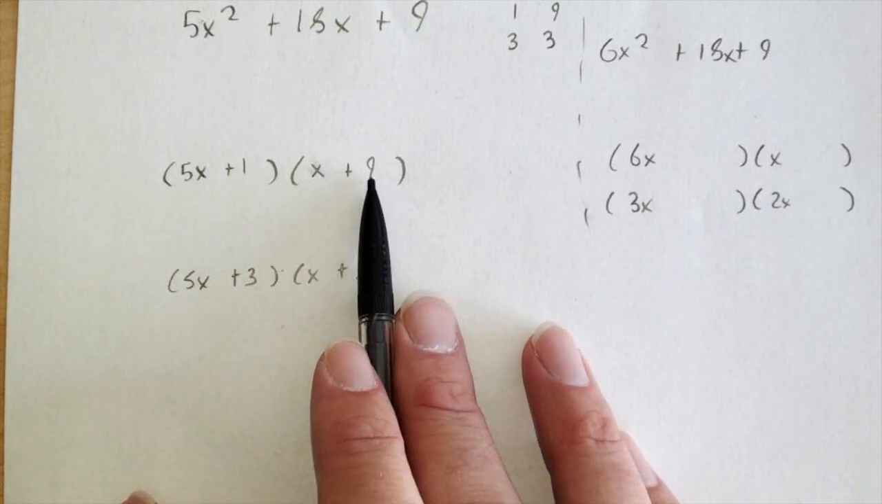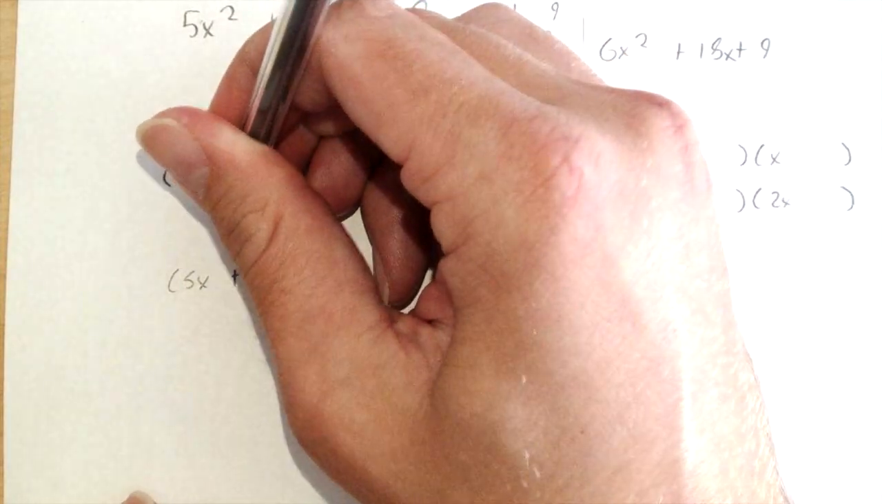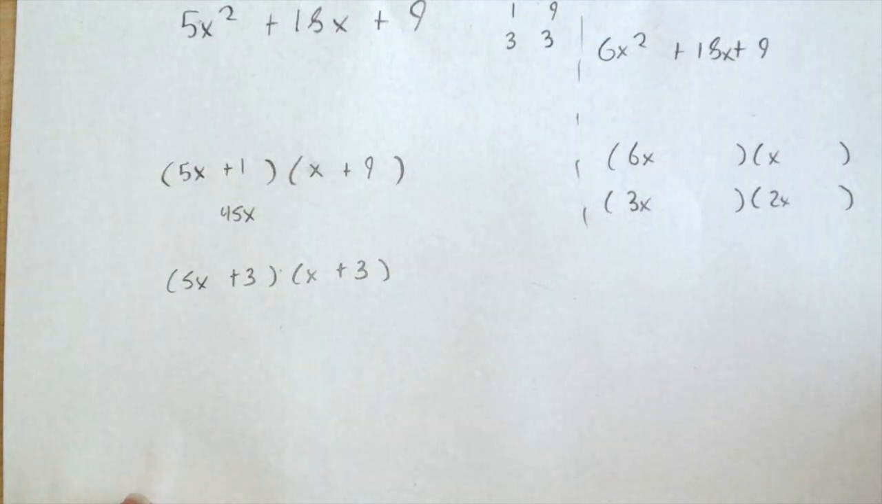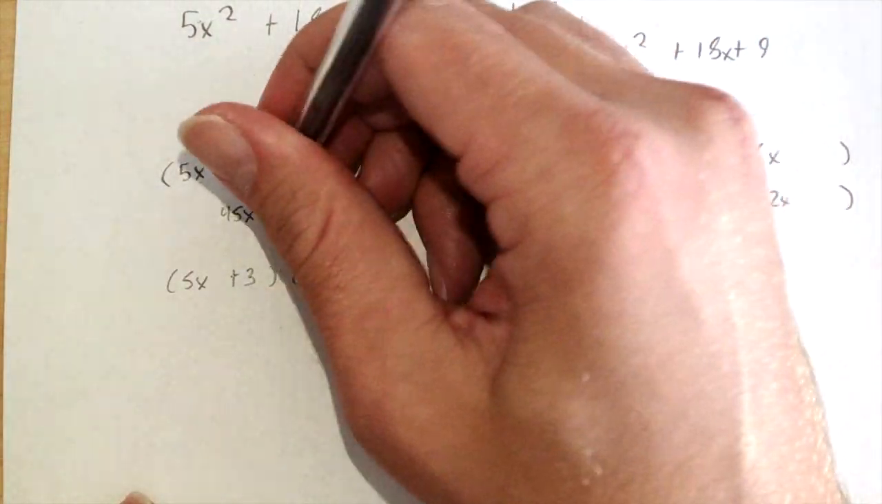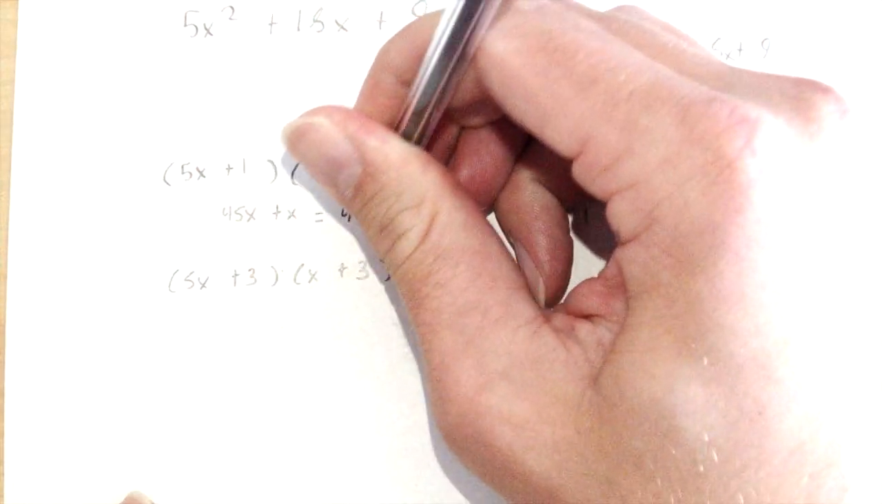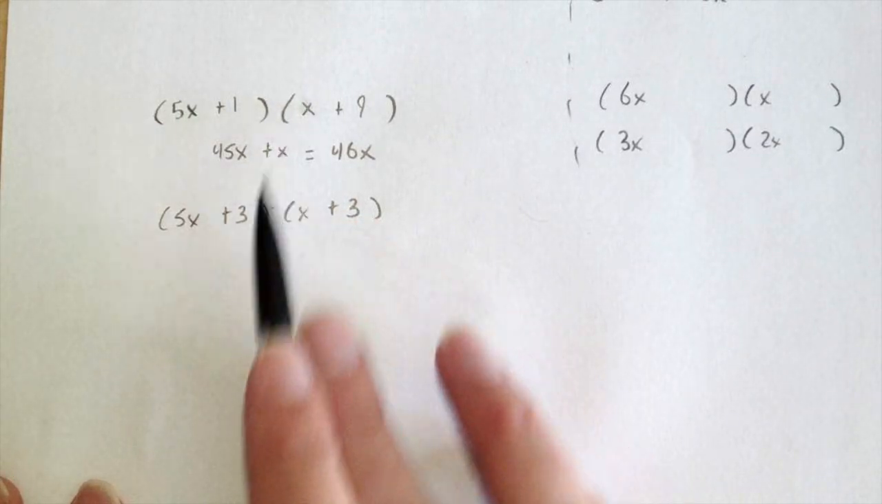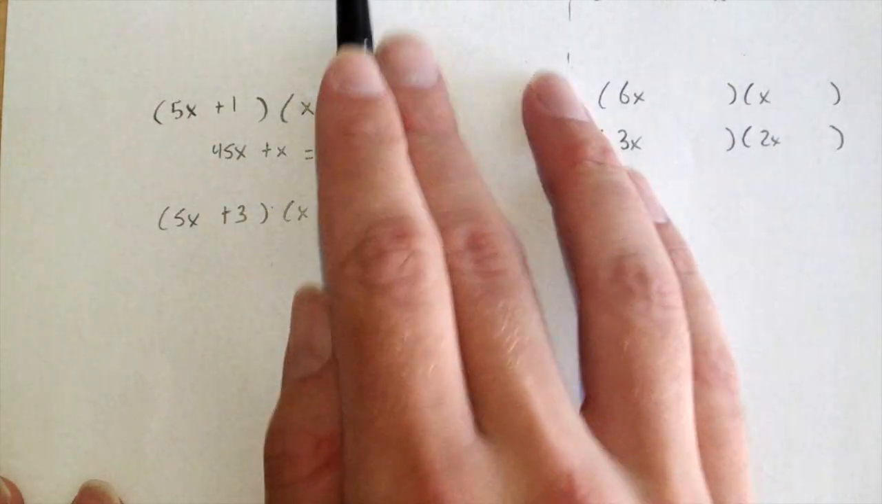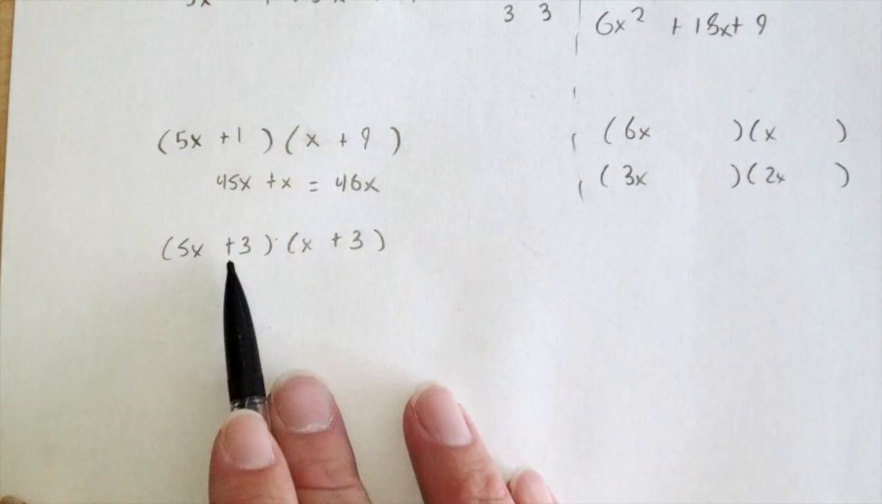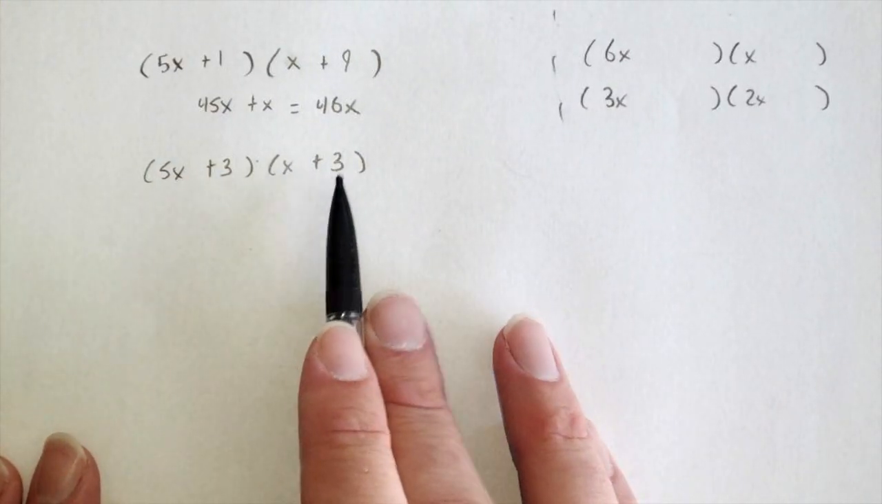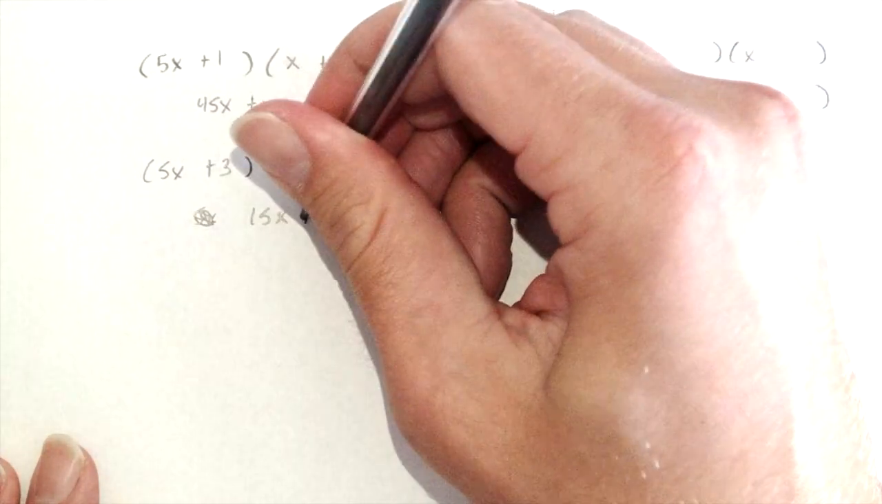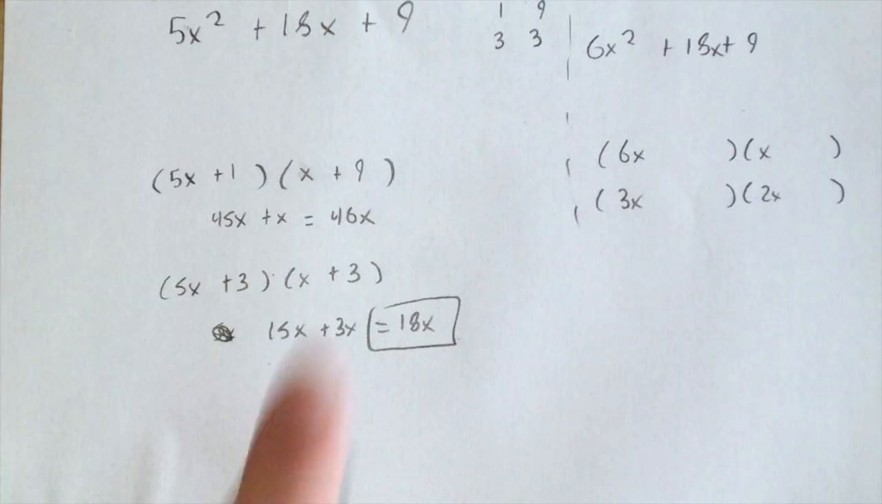So 5x times 9 gives you 45x, plus 1 times x would be 46x. And that's not what the middle is. We know that when you multiply the insides together and the outsides together, it has to add up to 18. So this is definitely not going to work. Here, 5x times 3 would be 15x, and then 3 times x would be 3x. And that is the middle we wanted.